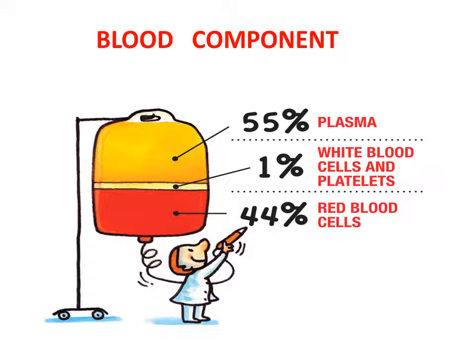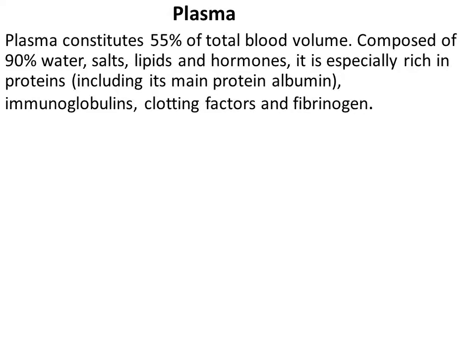We have to read about all these: plasma, RBCs, platelets and white blood cells. In this we will first read about plasma. Plasma is the major liquid part of the blood, which is 55% of the total blood volume.